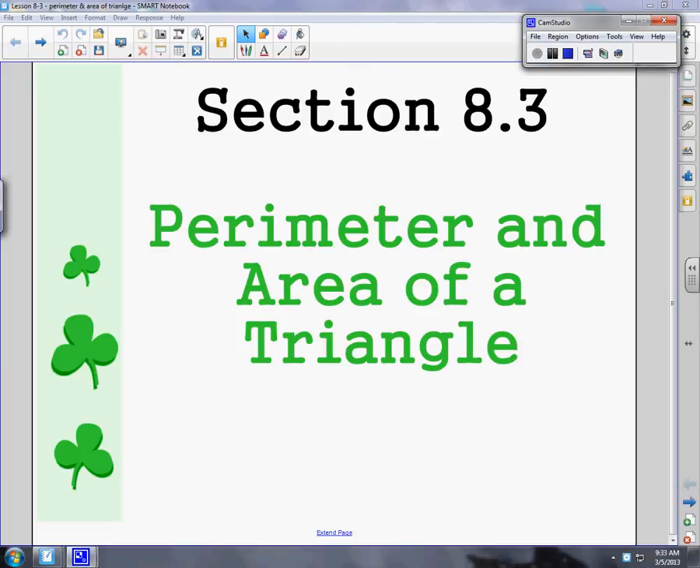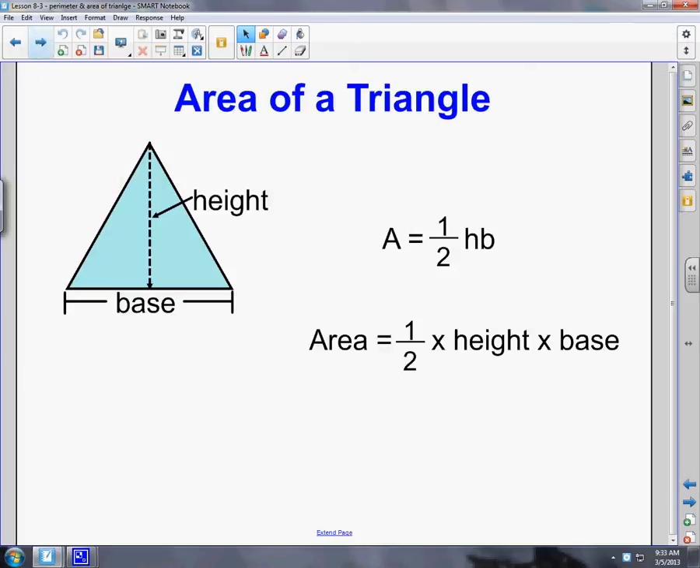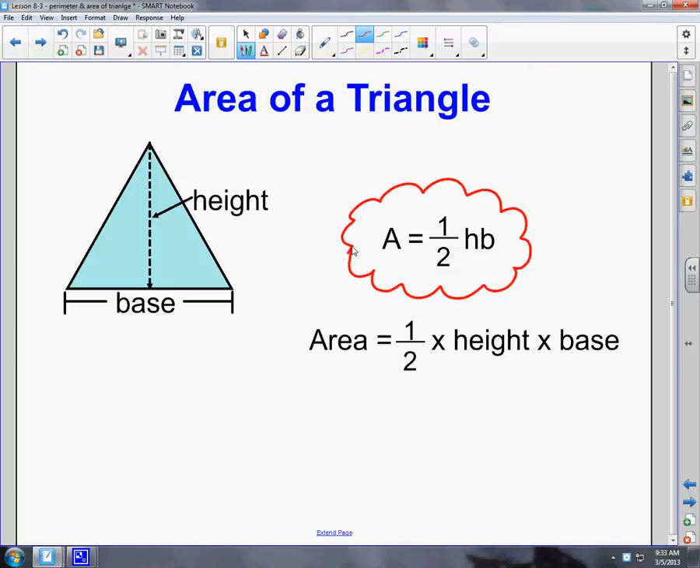Hi guys, this is lesson 8.3. It's perimeter and area of a triangle. So, first what you're going to want to write down is the area of a triangle. And here is the equation. You're going to want to make sure this is in big bold letters. Area equals 1/2 height times base.